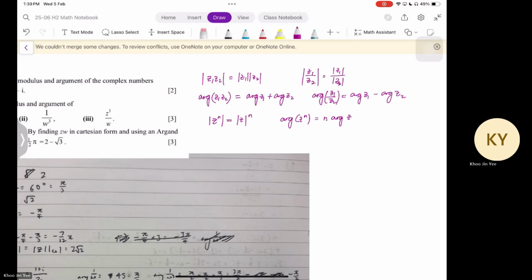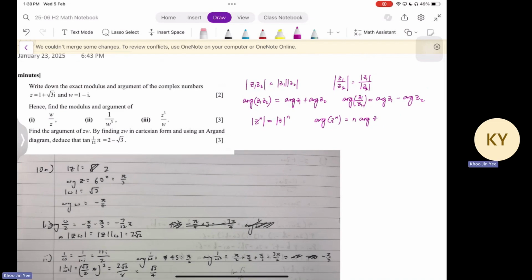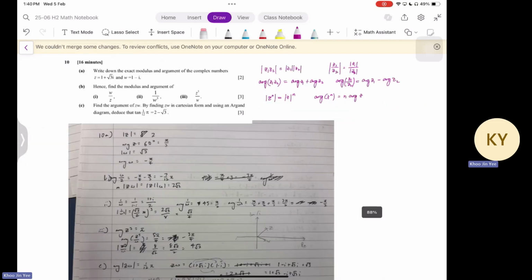Yeah, n boom. I just n boom. Oh, okay, okay. All right. So this is the property that we're going to use.